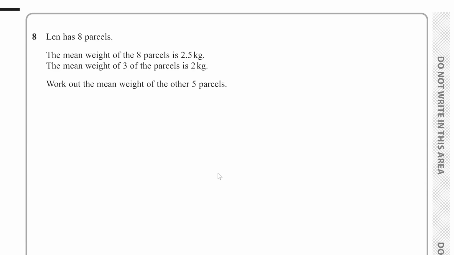Question 8. Len has 8 parcels. The mean weight of the 8 parcels is 2.5 kilograms. The mean weight of 3 of the parcels is 2 kilograms. Work out the mean weight of the other 5 parcels.